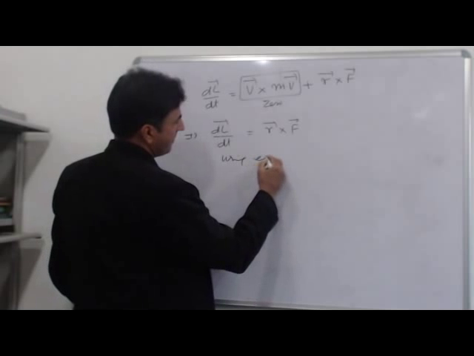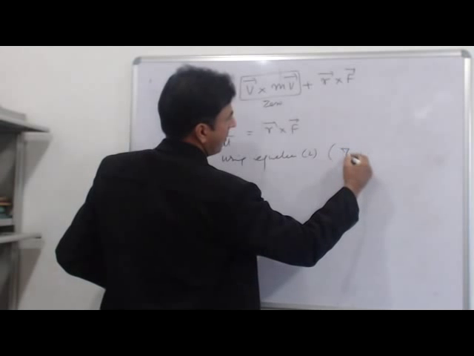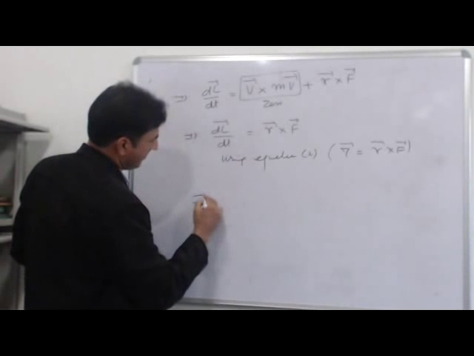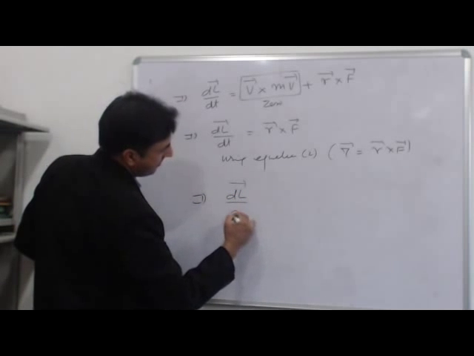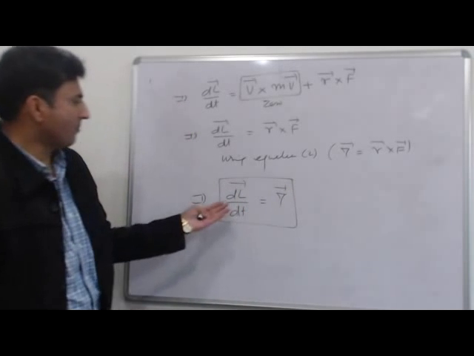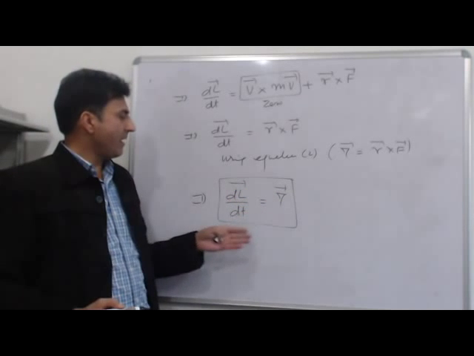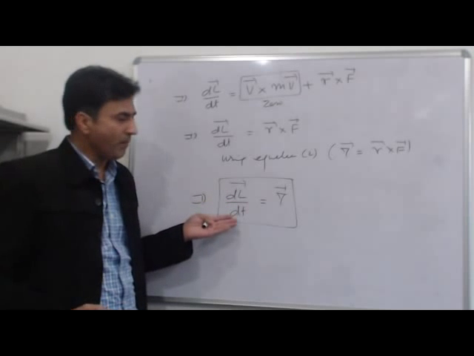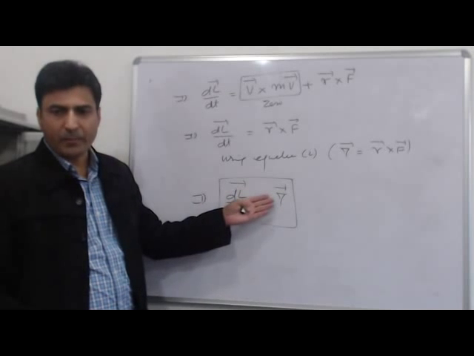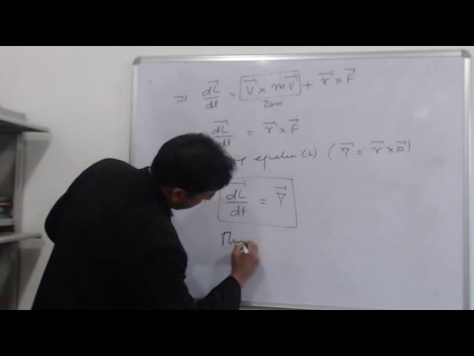Using equation 2, where we have torque is r cross F, one can write dL/dt is equal to torque. So this is a relationship between torque and angular momentum. Torque is the rate of change of angular momentum. In other words, if there is torque acting on a system about a point, that means angular momentum about that point changes.